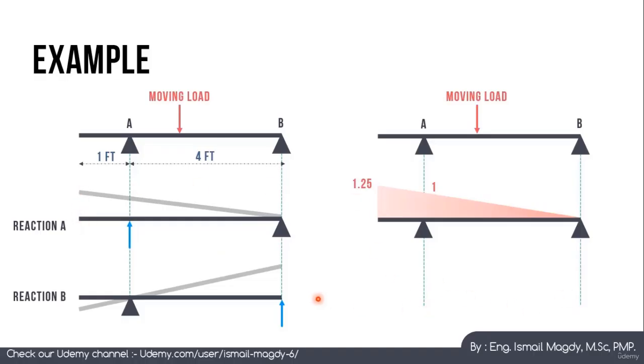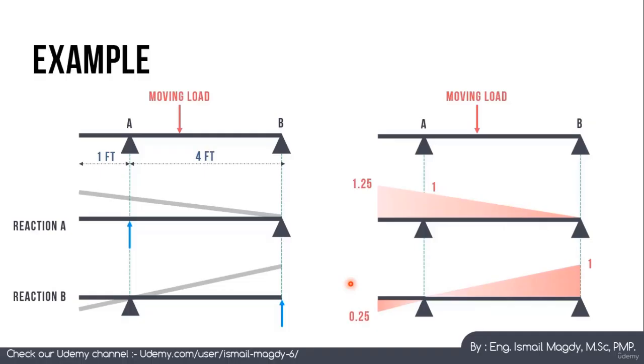We will do the same here. This will be the shape of the inference line, and here the value equals 1 at the support. So here at the other side, if this is 1 at 4 feet, so at 1 feet this will be minus 0.25. And like we explained in the last slides, you can see that the summation at any point equals 1. Here it is 1, here it is 1, and here it is 1.25 upward, and here it is minus 0.25, so the summation again equals 1.